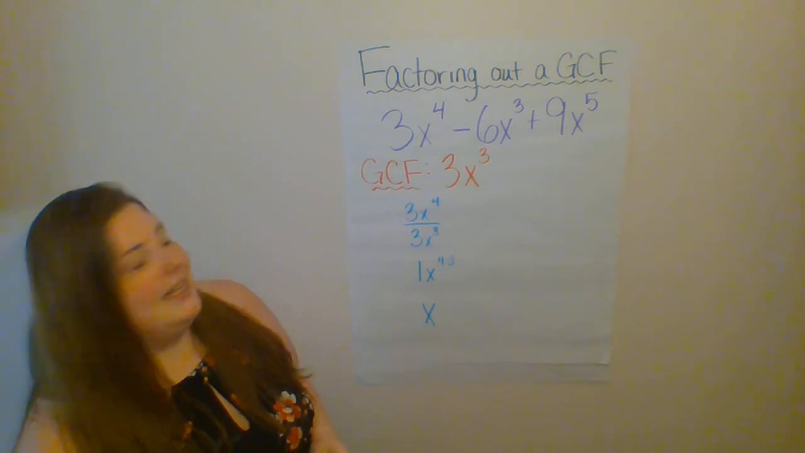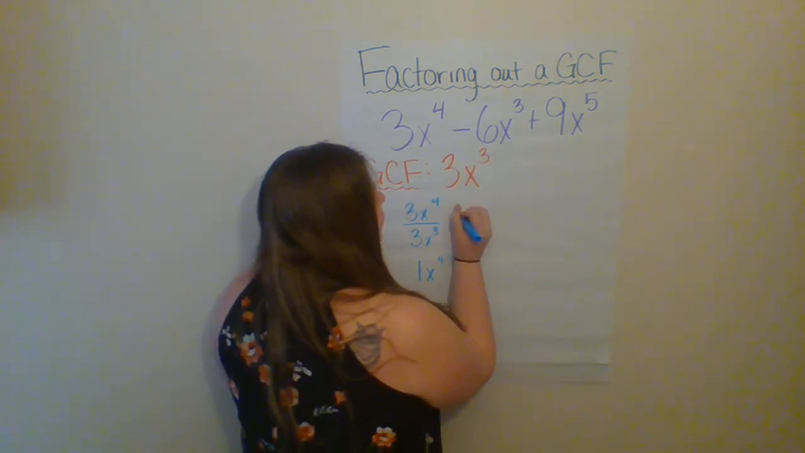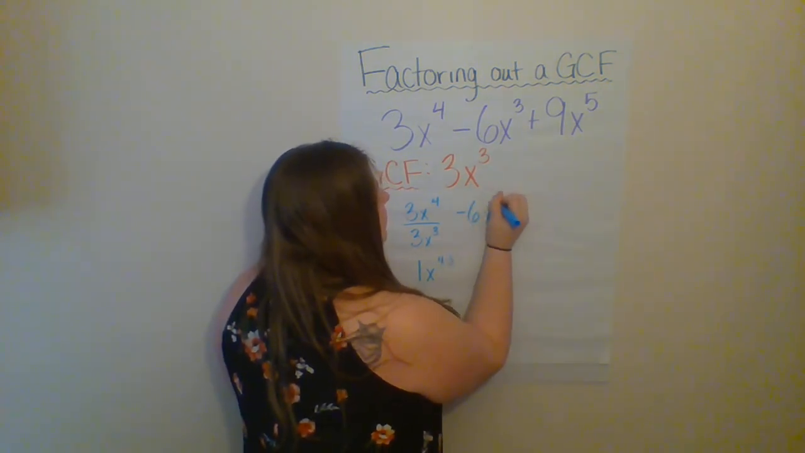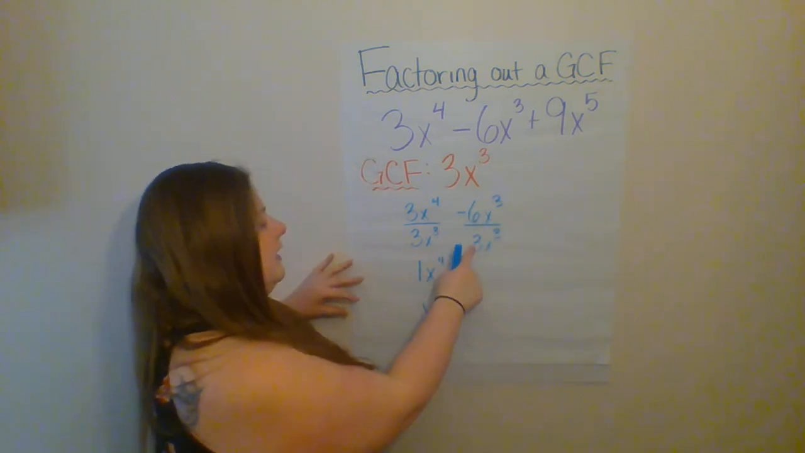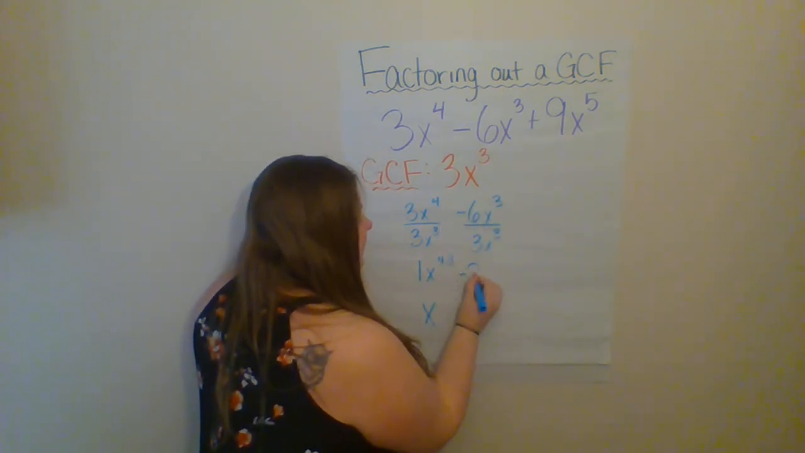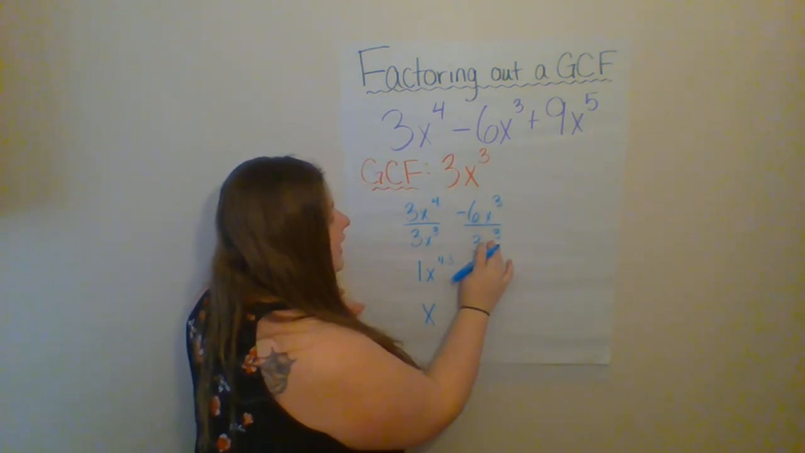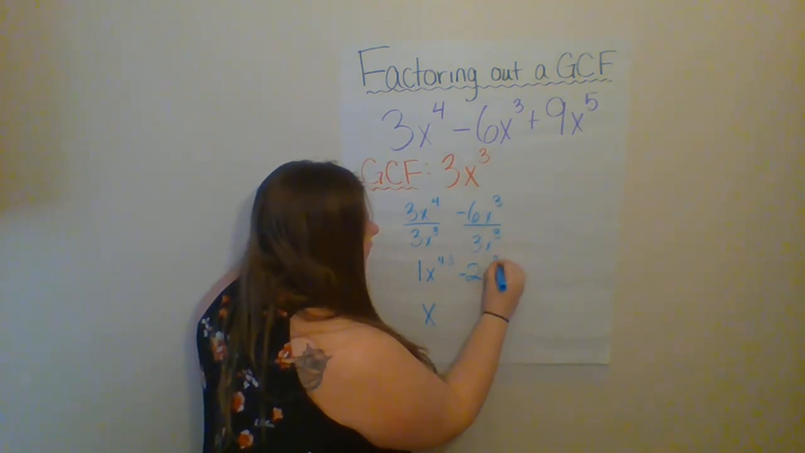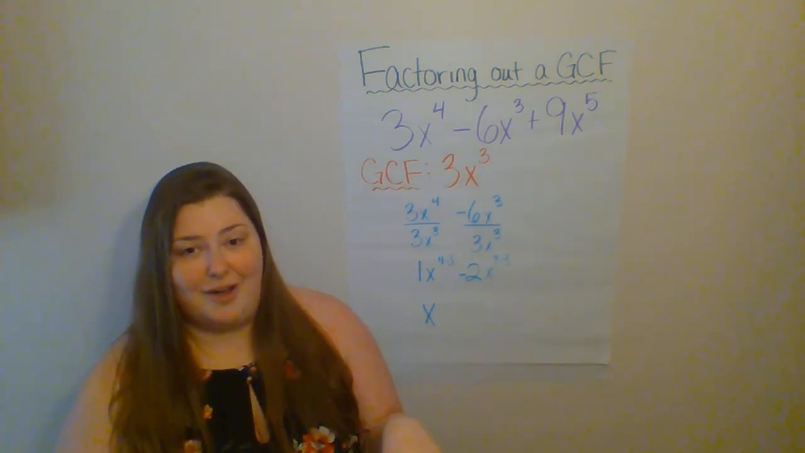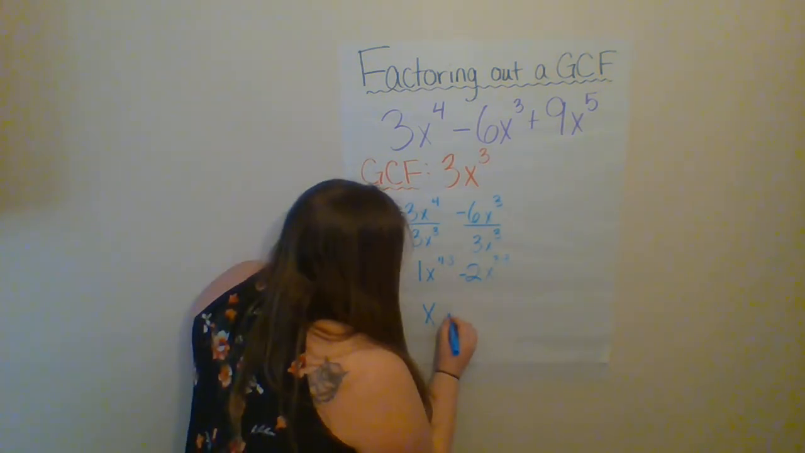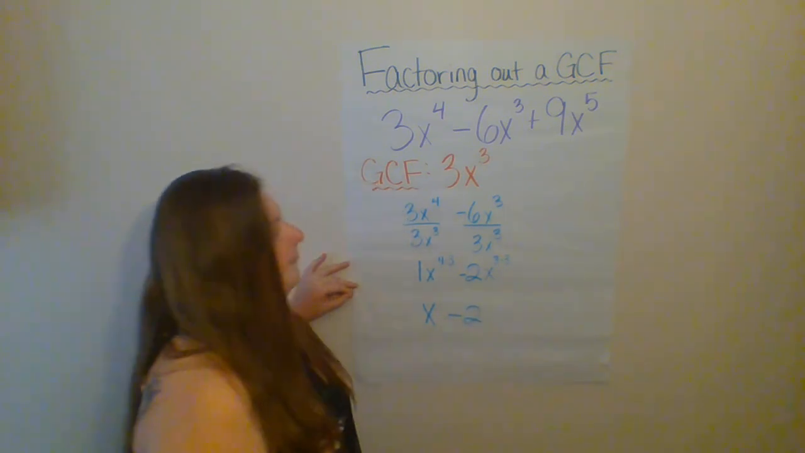Next term is negative 6x to the third. Negative 6x to the third divided by 3x to the third. Negative 6 divided by 3 is negative 2. X to the third over x to the third becomes x to the 3 minus 3, which becomes x to the 0. Cancels out, we don't have to write it. So we just have negative 2 left there.